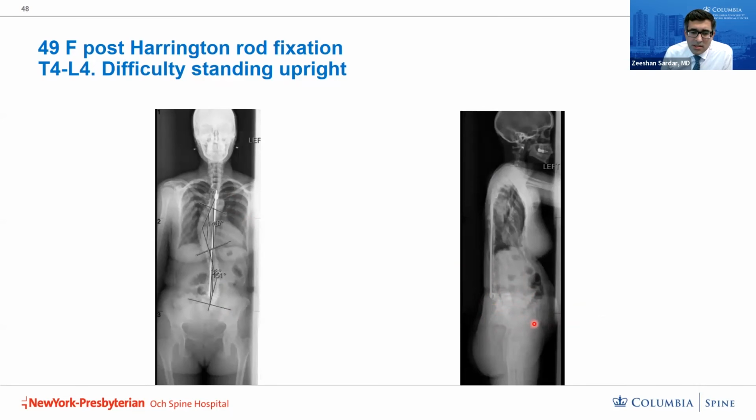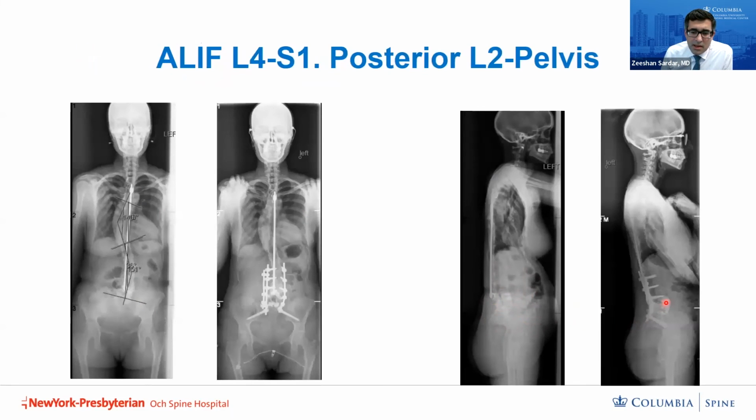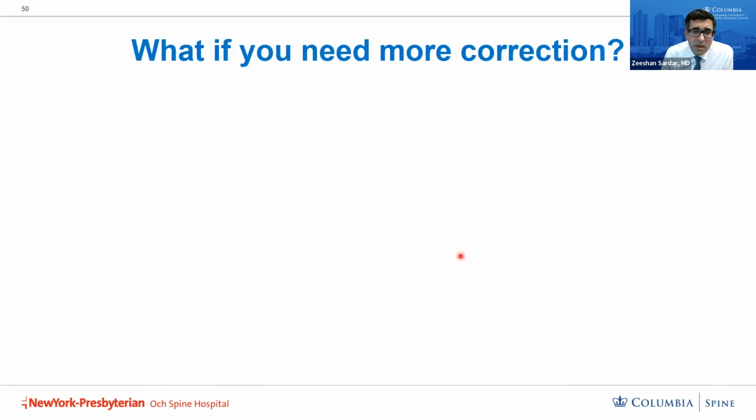In this case, I ended up doing an anterior L4 to S1 with hypolordotic cages, followed by just a posterior, essentially instrumentation and fusion without much of an osteotomy at all. And she got really good realignment and was happy with that. And then I'll present a final case and leave some room for questions. And so what if you need more correction?